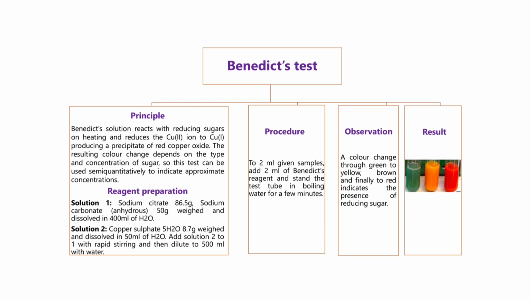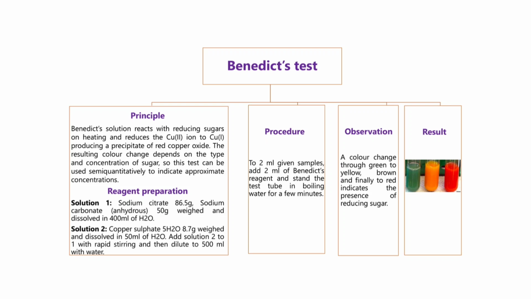Following Barfoed test is the Benedict's test. Here is the reagent preparation for the Benedict's test, which involves solution 1 and solution 2. Benedict's solution reacts with the reducing sugar glucose on heating and reduces cupric ion to cuprous ion, producing a precipitate of red copper oxide.